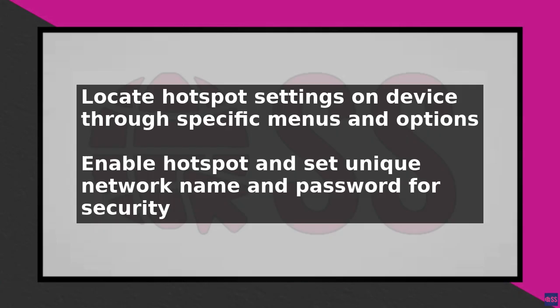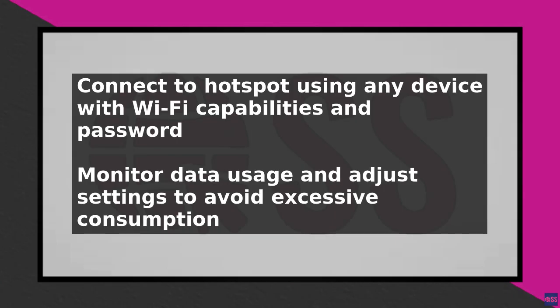Once you have located the hotspot settings, toggle the switch to enable the hotspot. You will then be prompted to set a network name and password for your hotspot. Choose a unique and secure name and password to protect your hotspot from unauthorized access.